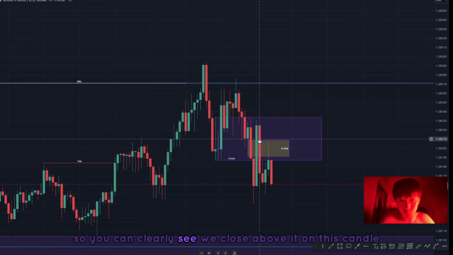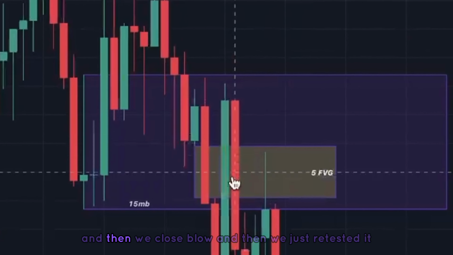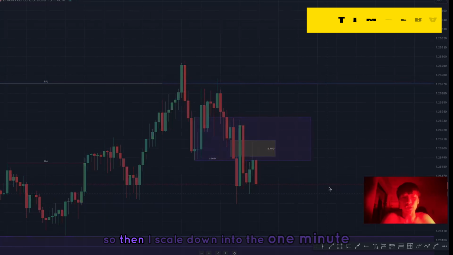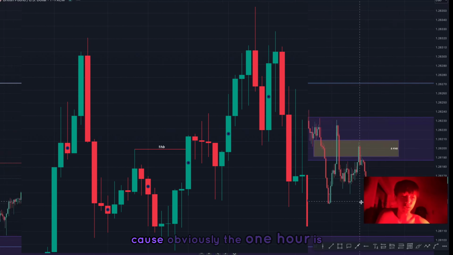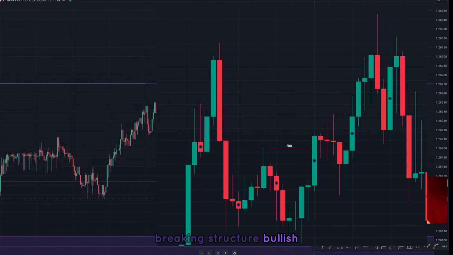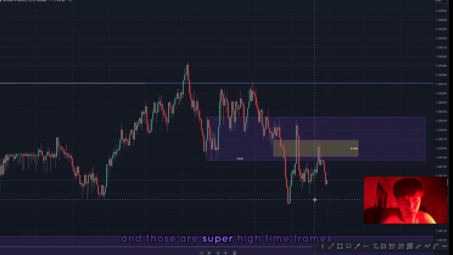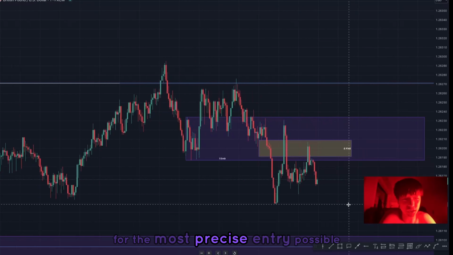And so you can clearly see we close above it on this candle, then we closed below it, and then we just retested it. So then I scaled down into the 1 minute, because I didn't even know if I wanted to enter, because obviously the 1 hour is breaking structure bullish and the 4 hour is bullish as well, and there's a super high time frame. So I'm just trying to look for the most precise entry possible.